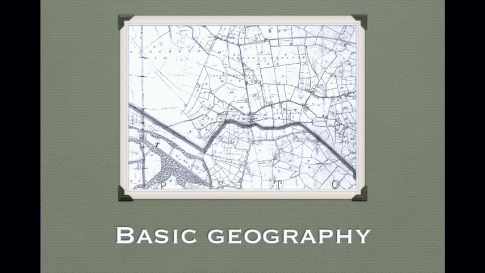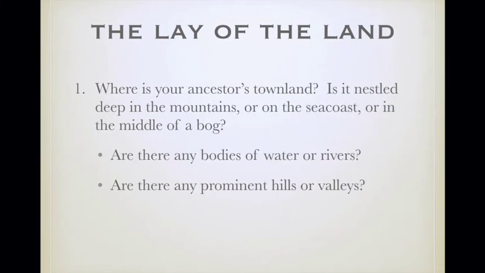So to begin, we're going to start thinking about the basic geography of your townland. Where is it located? Think about its setting. Is it nestled deep in the mountains, on the seacoast, or in the middle of the bog? Are there any bodies of water or rivers nearby? Are there any prominent hills or valleys located in the townland? The reason we ask these questions is because oftentimes these geographical features are mentioned in the field book notes.